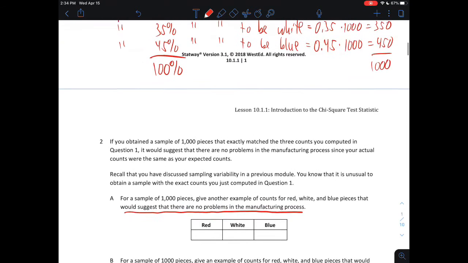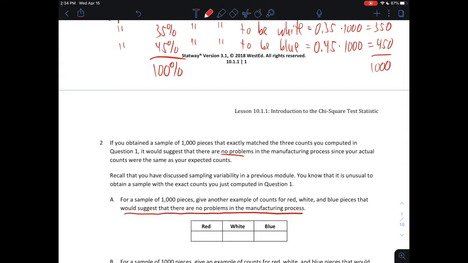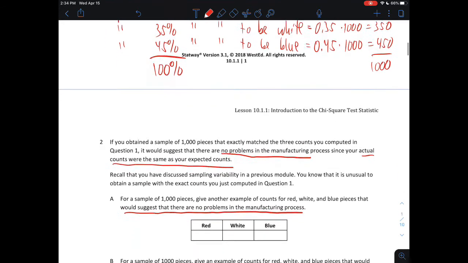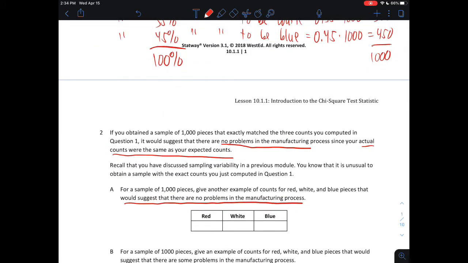So again, if there are no problems in the manufacturing process, that would mean that the actual counts were the same. Question A is asking, well, what if there was something a little bit different? Could we have something that seems to still say that there's no problems in the manufacturing process? Like if you expect to have 450 blue pieces, could you tell if there were really just 449 pieces that was different from 450? At a glance, you probably couldn't tell. So what if we had 449 blue pieces?